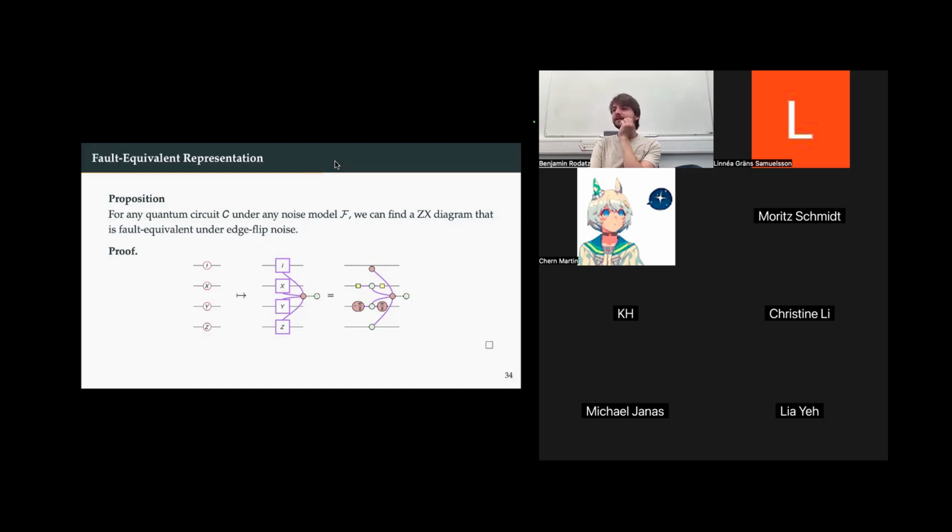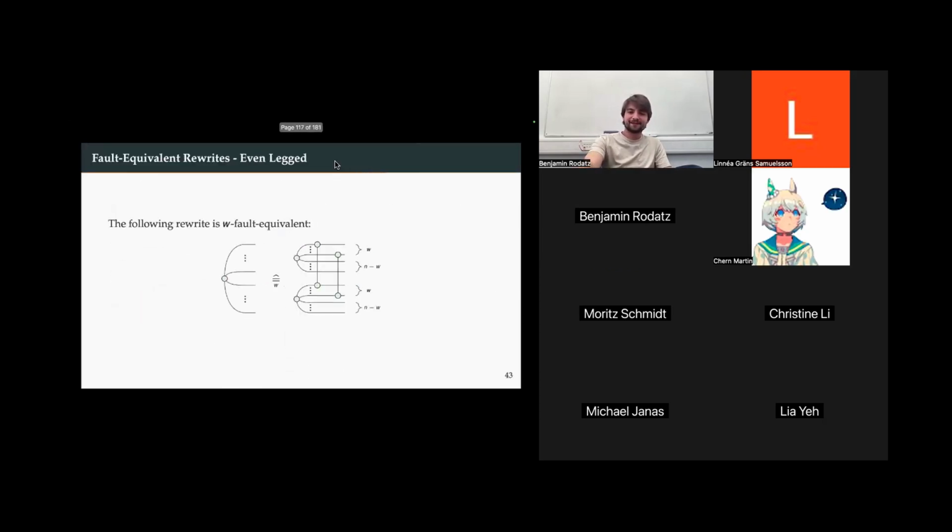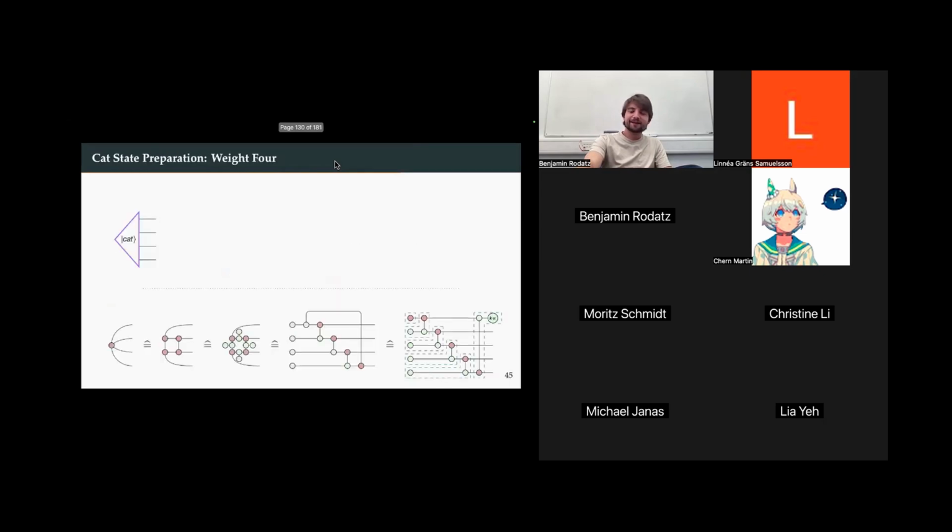So I have a question. Earlier you mentioned that you want to use a more tolerant notion of fault tolerance. You use W-fault tolerant, and that gives you some savings on resources. But I couldn't see the differences between the W-fault tolerant implementation of a circuit versus just the fault tolerant implementation of the circuit. I don't see how they are different.